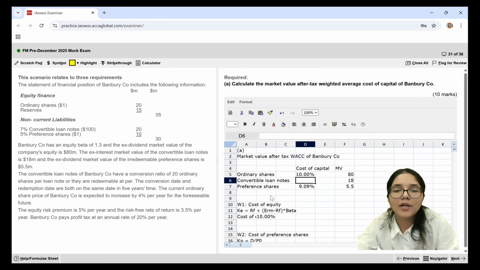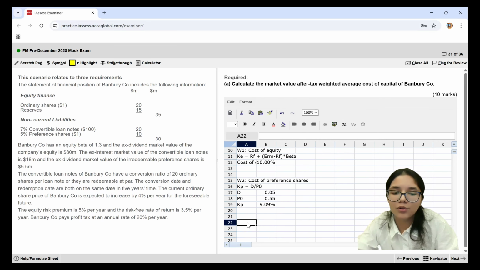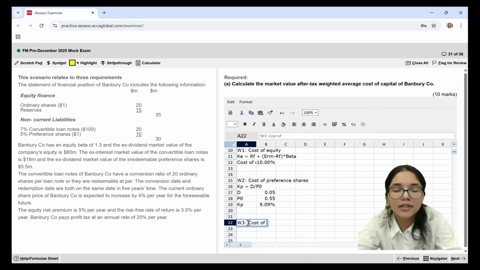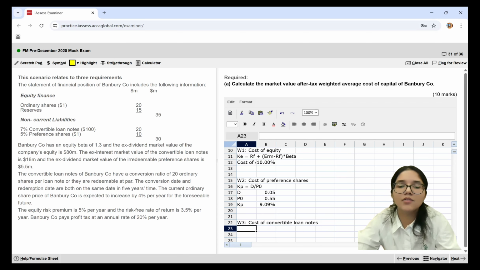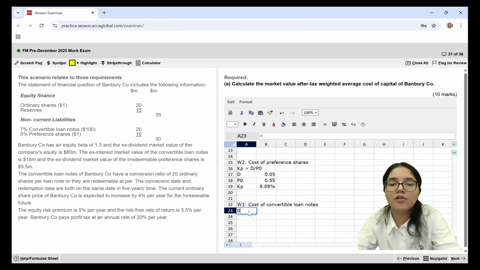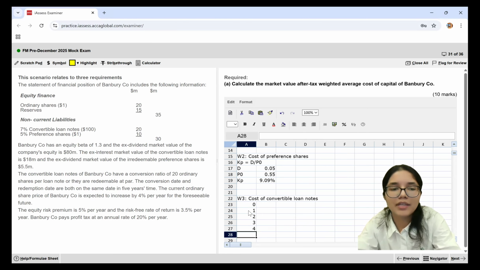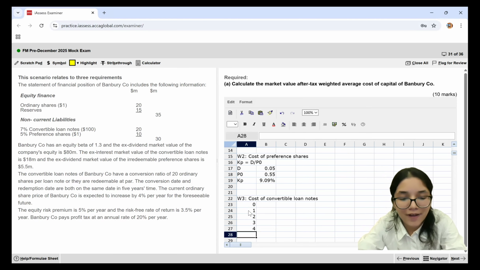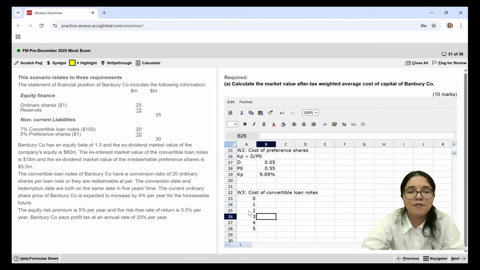Lastly, I need to talk about the cost of the convertible loan notes. So working 3 is where I talk about the cost of convertible loan notes. I know that I have to take all of the cash flows associated with these convertible loan notes, and then I have to find out the IRR of all of the cash flows. So what I do is I plot all of the years, year 0, 1, 2, 3, and these are redeemable at par in 5 years' time. So I plot numbers till 5.